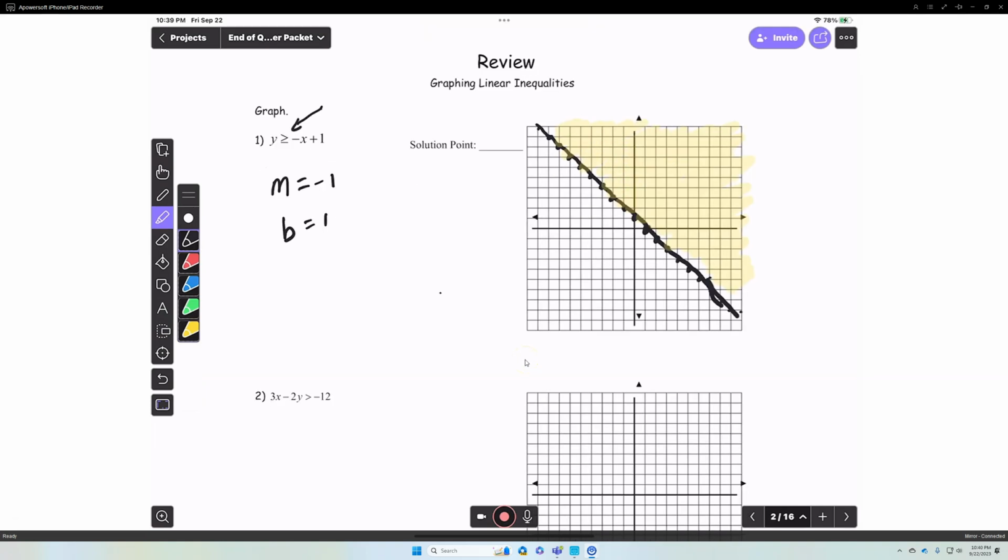We did already mention that a solution could be on the boundary. One of the answers is going to be 0, 5. 0, 1, 2, 3, 4, 5. It's actually any point that's in the shaded region. That would be a solution.